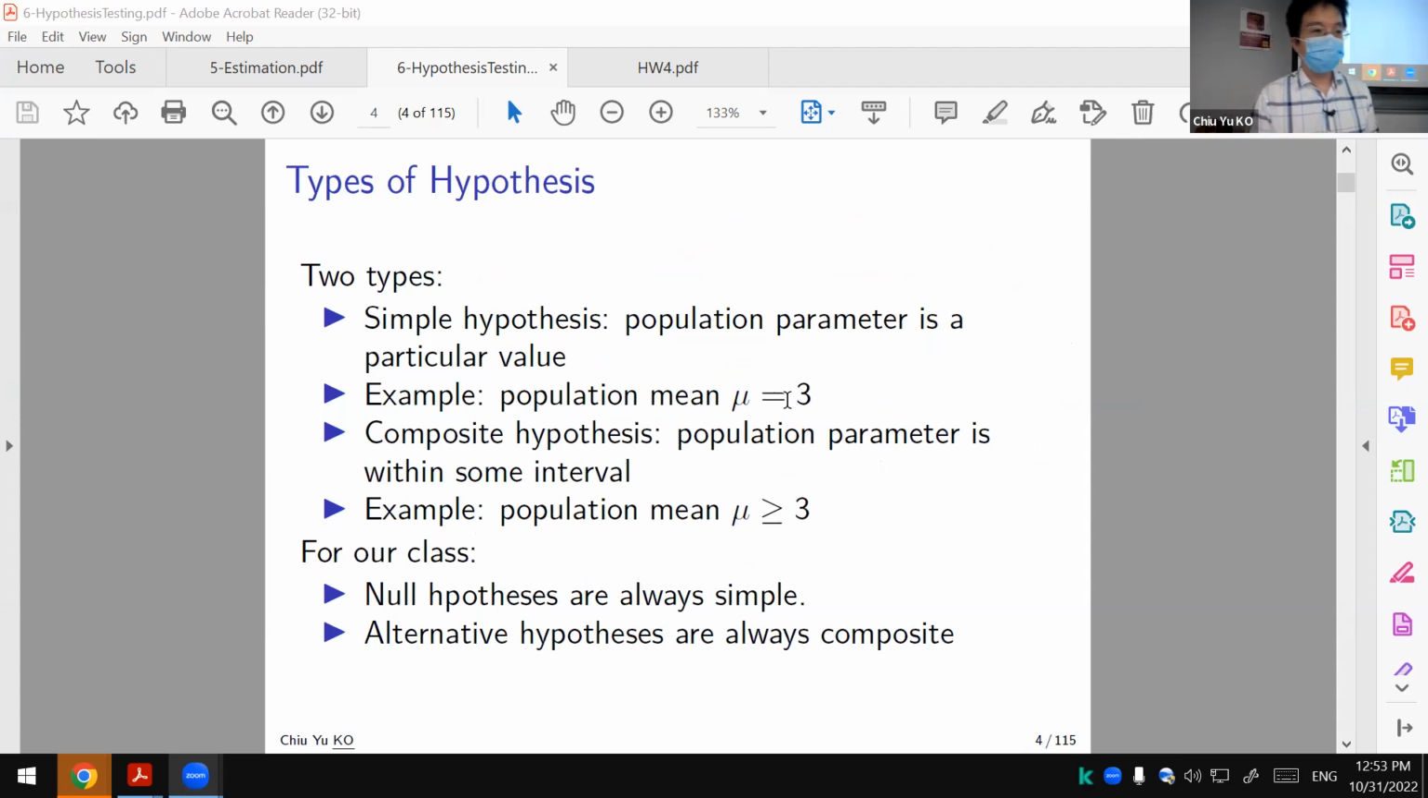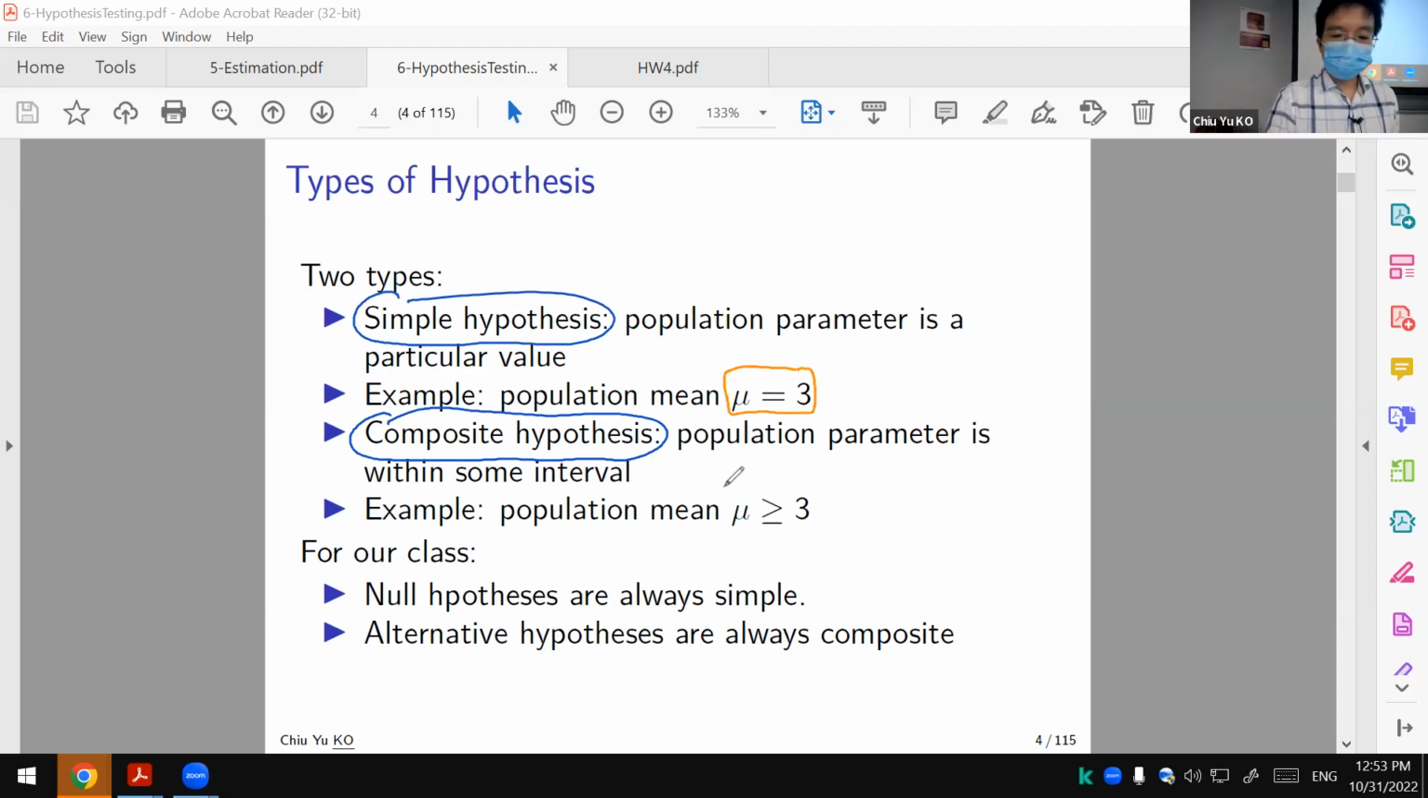Besides saying null and alternative, there are two types of hypothesis. One is called simple, the other is called composite. Simple means we talk about a particular value, so equal to is simple. Composite is an interval, meaning within some region. This region need not be continuous, because mu not equal to 3 is also composite.